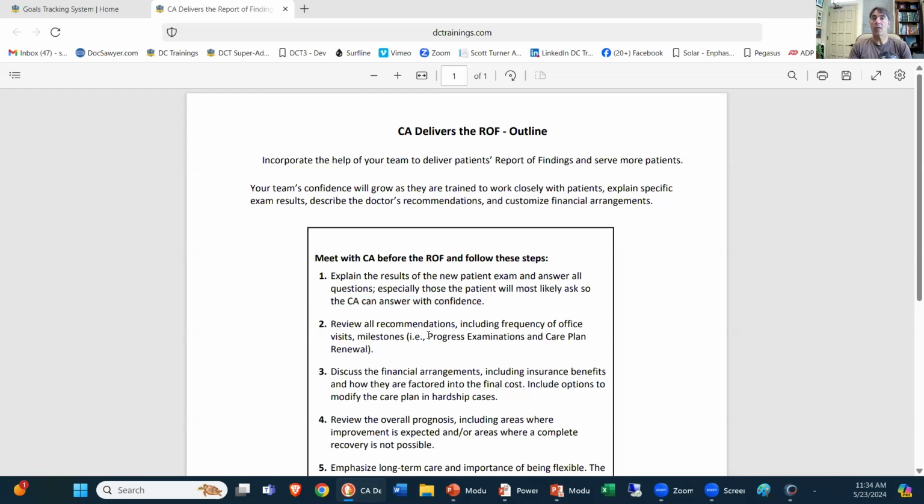Next, we're going to review all the recommendations, including the frequency of office visits, milestones like progress exams, and care plan renewal, right? So what does that mean? We're going to review all the appointments with my CA before we even go in the room. And again, let me just say that this is from a macro view.